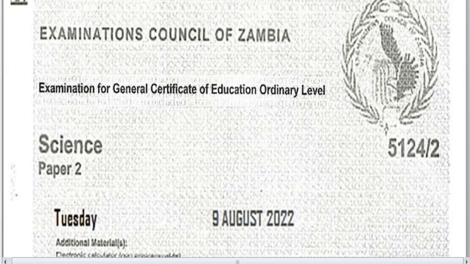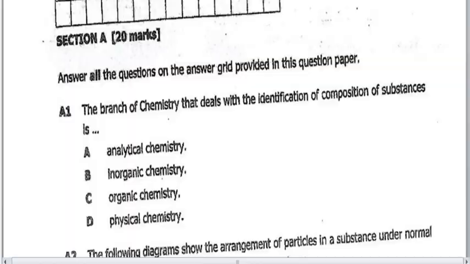Hi guys, so we are going to look at this paper. This is Science Paper 2, 2022 GCE. So we're going to start with Section A.